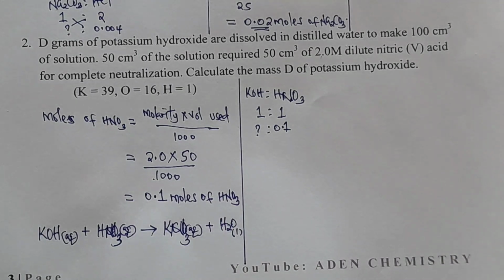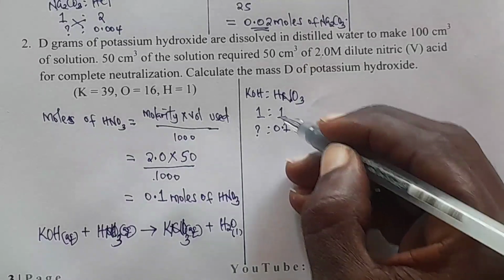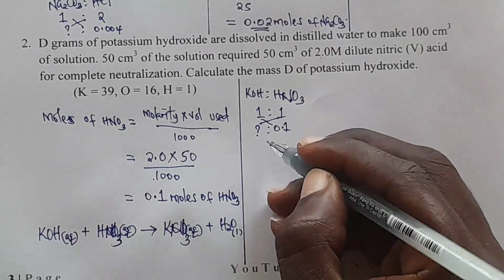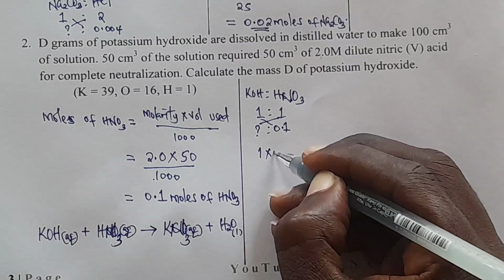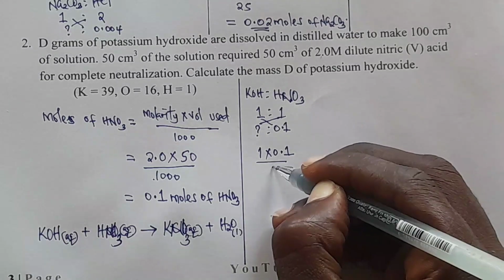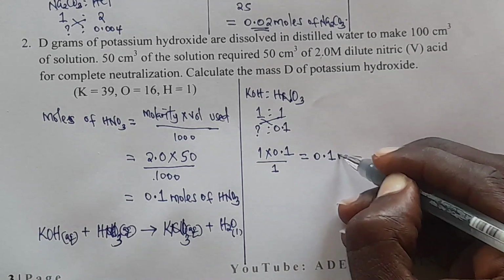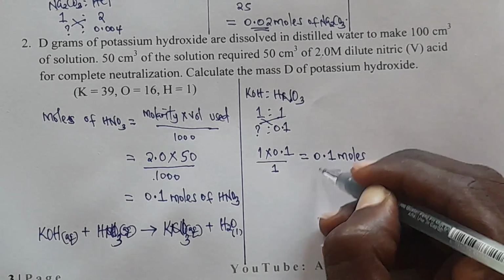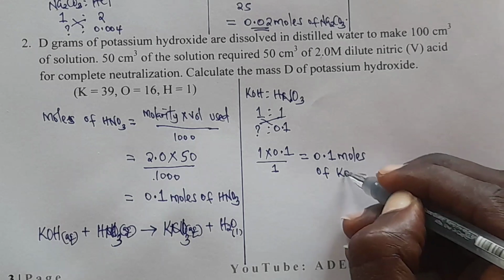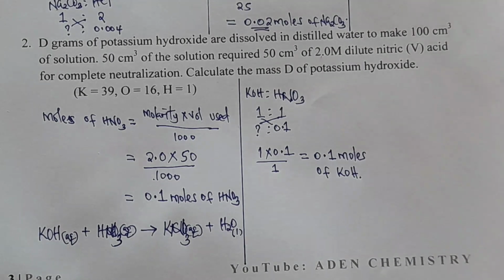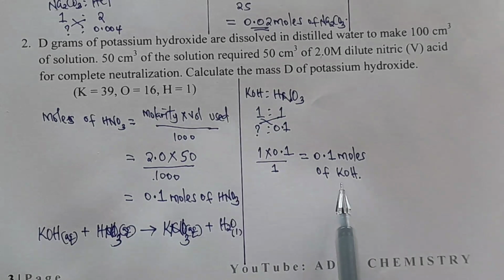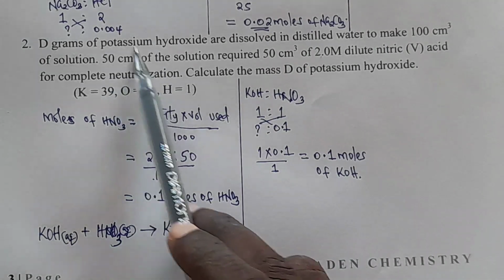Okay, so if the number of moles is 0.1 for nitric acid, we are going to cross multiply. We are going to say 1 times 0.1, then divided by 1. So here still we are going to get 0.1 moles of potassium hydroxide. Thereafter, we are supposed to say this number of moles of potassium hydroxide has a volume of 50 centimeter cube only.